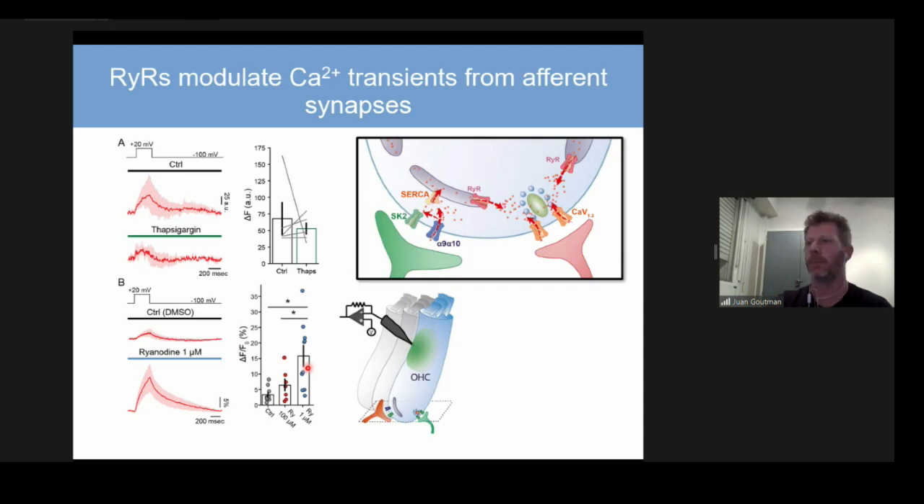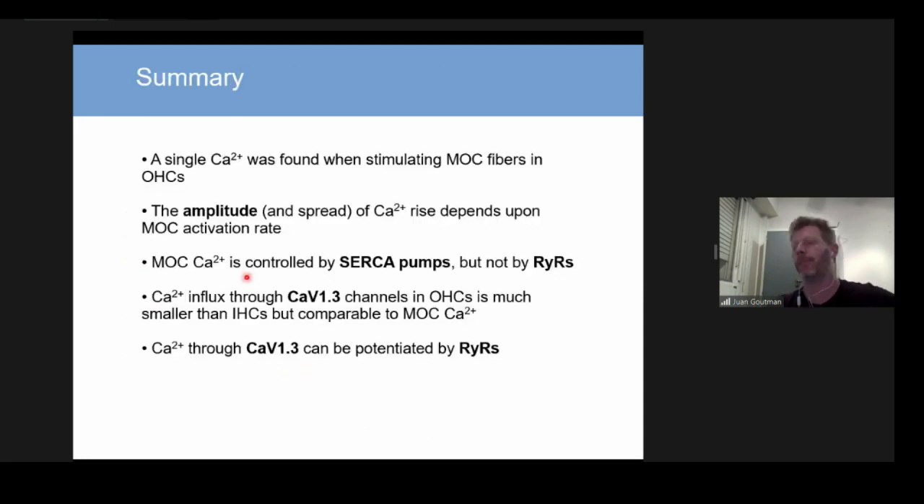So just to summarize, I went through the conclusions as I went along. I only want to mention that these two synapses, the MOC synapse to outer hair cells and the one with type 2 spiral ganglion neurons, can be regulated differently with SERCA pumps and ryanodine receptors in our hands.